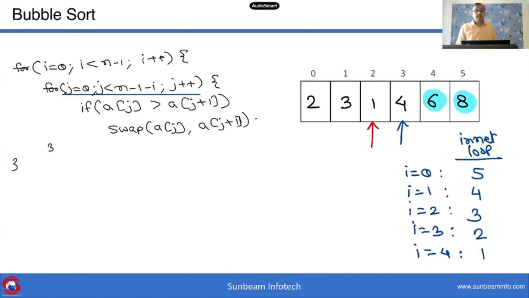You understand that in the first pass, i is equal to 0, so it will go up to n minus 1. In the second pass, i is equal to 1, so it will go for n minus 1 minus 1, means it will go up to n minus 2 only. In the next pass, i will be equal to 2, so this will go basically till n minus 3 only. And then when i is equal to 3, it will go to n minus 4 only. That's it. Nothing much you need to do.